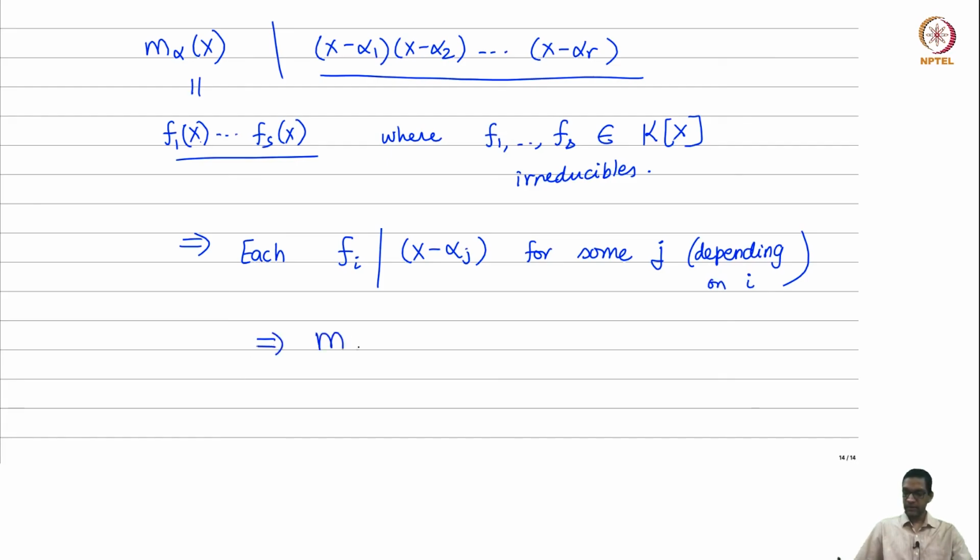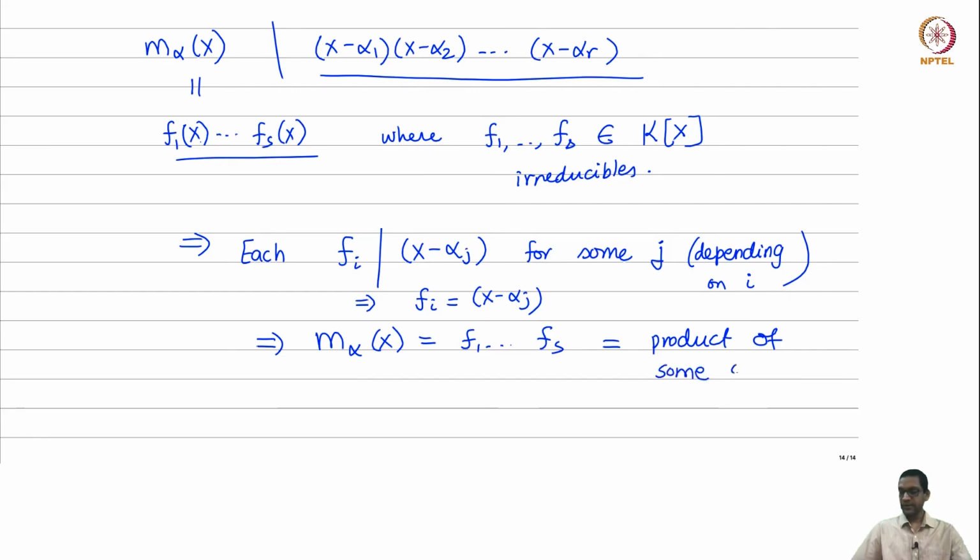Well, fi is irreducible and x minus alpha j is also irreducible, a linear term. This just means that fi has to equal x minus alpha j. There is no other way out. This x minus alpha j is not divisible by any other irreducible. So this means that m alpha of x, which is the product of f1, f2, ..., fs, is therefore a product of terms of the form x minus alpha j. It may not be all of them, only s of them are involved, say. So it's a product of some of these x minus alpha j's, but then that's exactly what we care about.